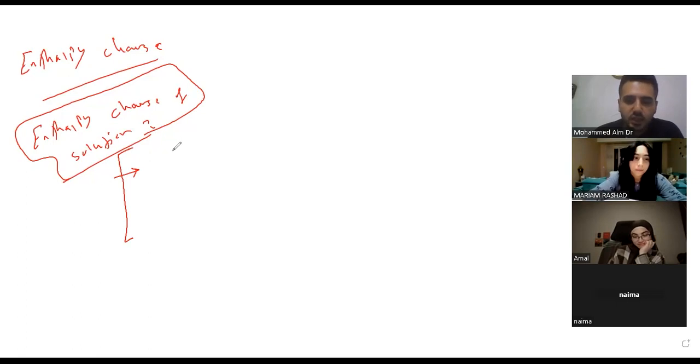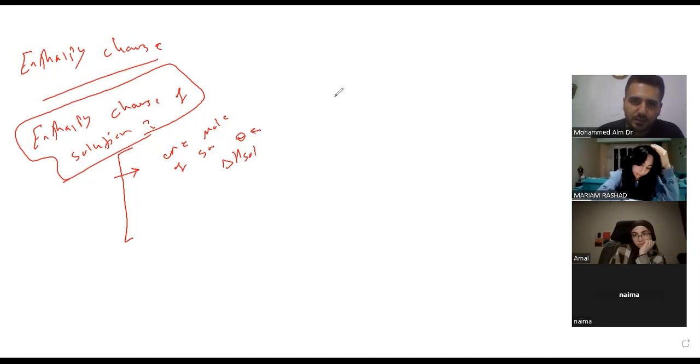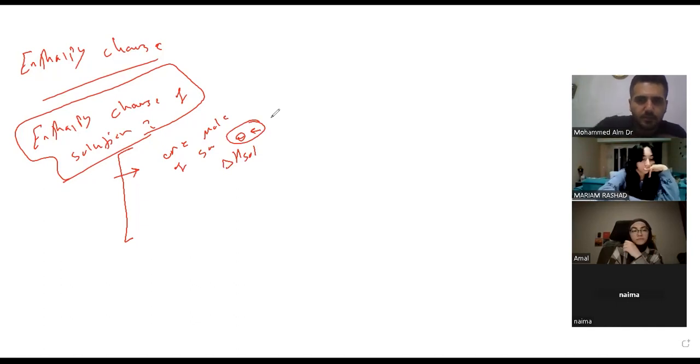It's the enthalpy change when 1 mole of a substance is dissolved in water, okay? And I think we did the experiment before in the lab. By the way, delta H of solution is delta H sol, and we have this. What is this for? Standard conditions. Yes, amazing, Amal.